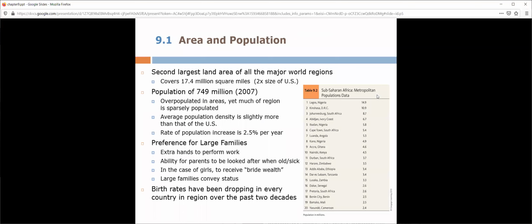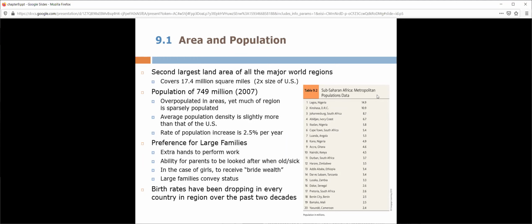What we're talking about here is the second largest land area of all the world regions we've covered, the first being Russia. About 17.4 million square miles, twice the size of the United States. Population 750 million as of 2007. That number has gone up a lot. This is a very quickly growing region of the world. Somehow overpopulated, yet sparsely populated. We'll talk about that as we go.